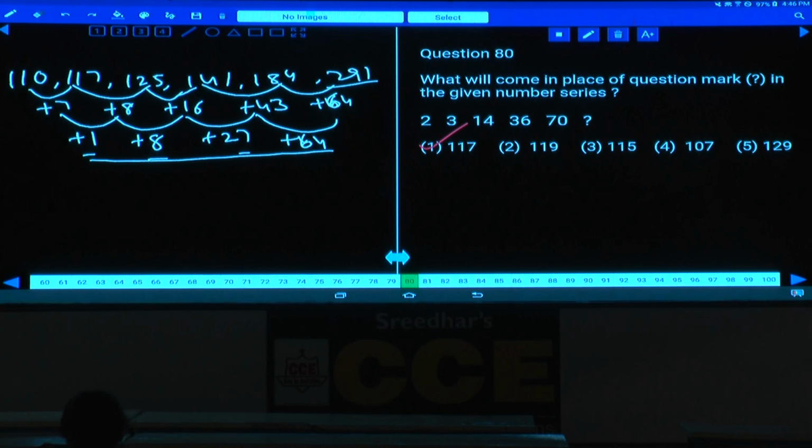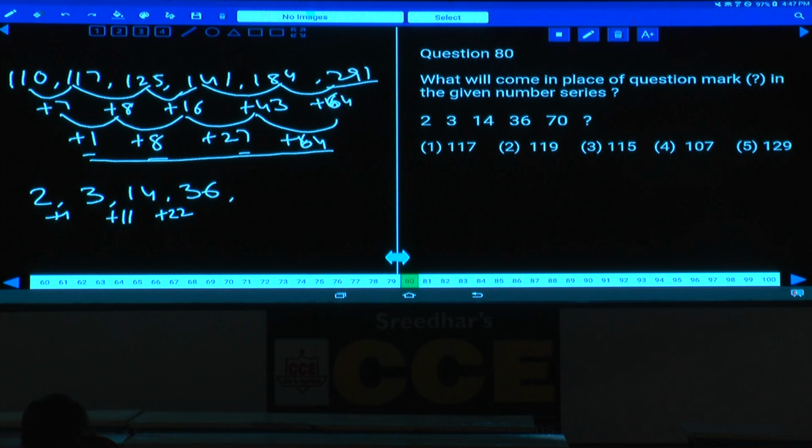Then question number 80. Now in this question number 80, 2, 3, 14, 36, 70. Here again let us go for the difference. 2 and 3, the difference is how much? Plus 1. And the next one, 3 and 14, the difference is plus 11. And the next one, 14 and 36, what is the difference here? Plus 22. Next one, 36 and 70, the difference between these two is 34.